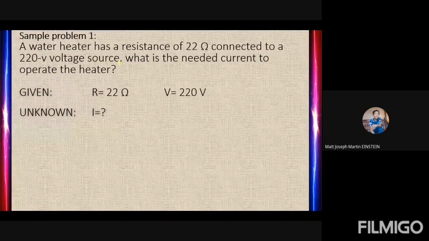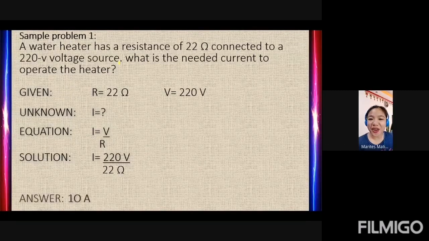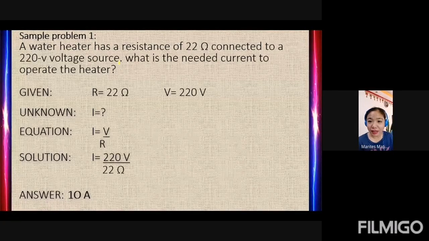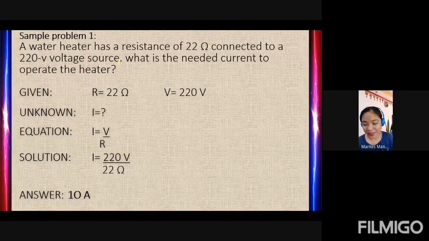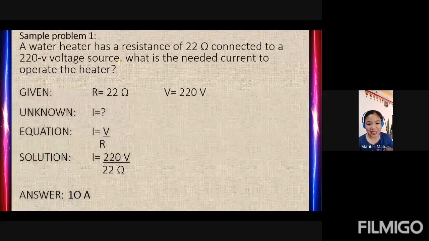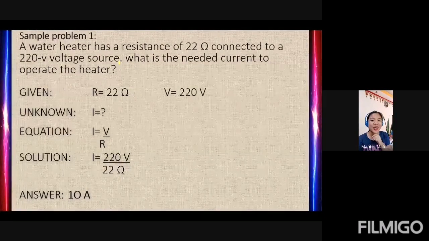20 divided by 22 equals 10. 10 is the current. Okay, very good, Matt. Ang galing, na-answeran niya agad, ano? Okay, so our current will be 10 ampere. Right? Okay, so ang dali-dali lang. I-divide lang natin si voltage kay resistance. Dahan-dahan lang daw, sabi ni Dennis, nagko-compute pa siya.